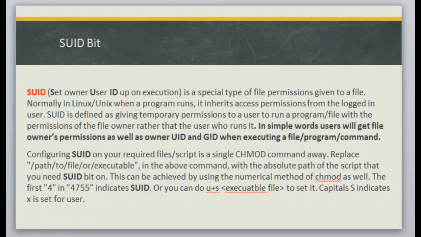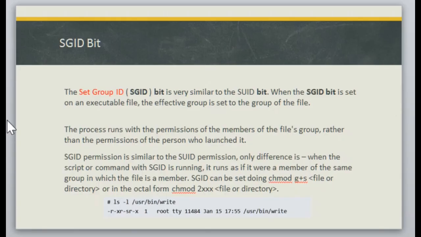Let's look at the next one here, which is going to be set group ID. So the set group ID bit is very similar to the set user ID bit, except the set group ID bit is set on an executable file, and the effective group is set to the group of the file. So the process runs with the permissions of the members of the file's group rather than the permissions of the person who launched it. So it's pretty identical, except now we're inheriting the group permissions rather than the user permissions.